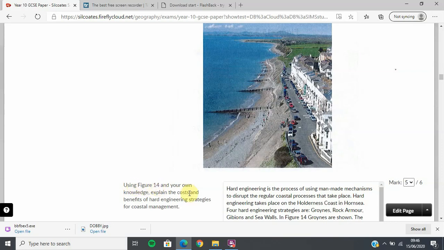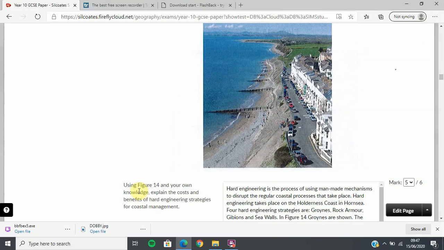The examiner is not there to guess whether you've used figure 14 or not. The examiner is there to mark where you've shown them that you've used figure 14. So make it obvious by saying in figure 14, as is done down here. So we've noticed that there's a sea wall, and there are groins in figure 14. I can't see any other hard engineering features here, so I think it's just those 2.